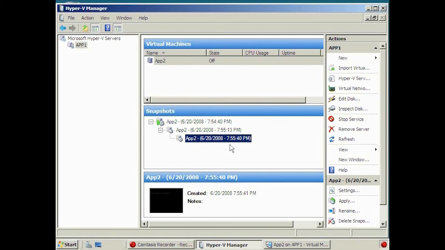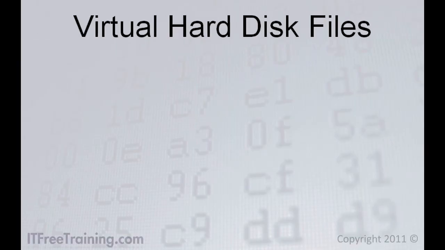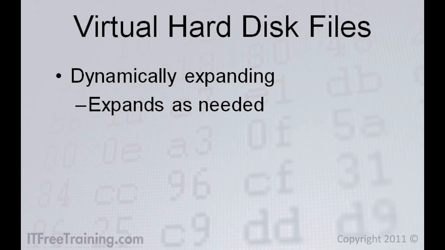That's it for this Hyper-V demo. You will find that once you start using Hyper-V, it is easy to use and very powerful. Hyper-V, Virtual Server, and Virtual PC all use the same hard disk format, which comes in 3 different types. The first is dynamically expanding. The hard disk format expands as required. This type gives you the smallest size, but also the slowest performance.